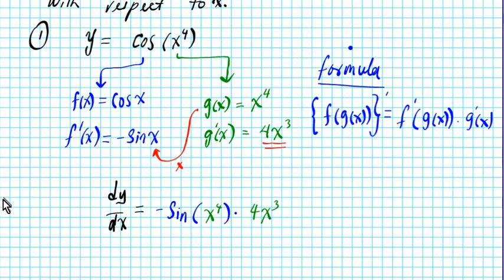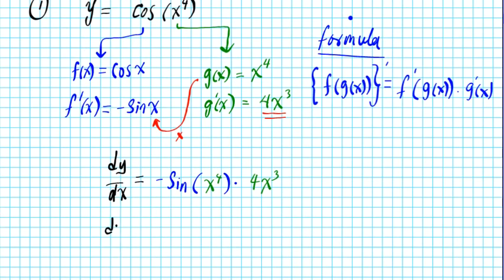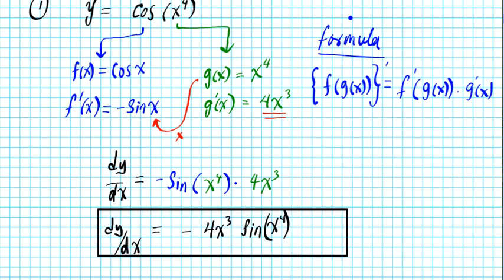The derivative of y with respect to x. Now this is how you write functions: you write the polynomial function first before the trig function. That's the order. Negative 4x to the third sine x to the fourth is your final answer. That's the refined form of the derivative of y.